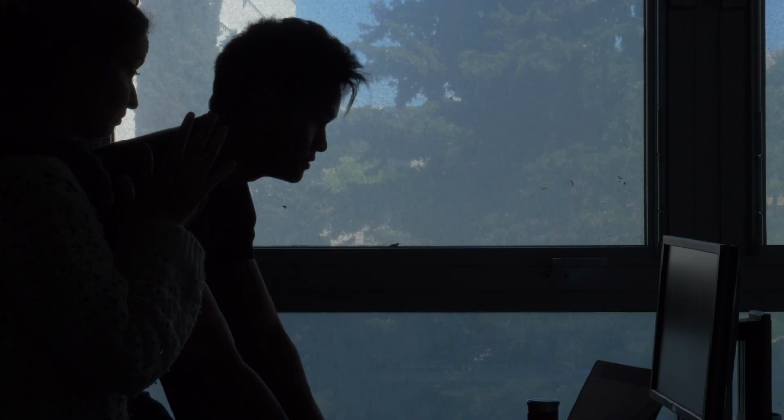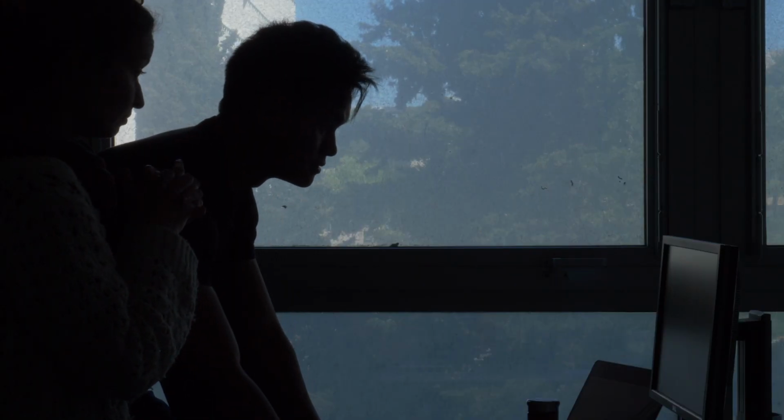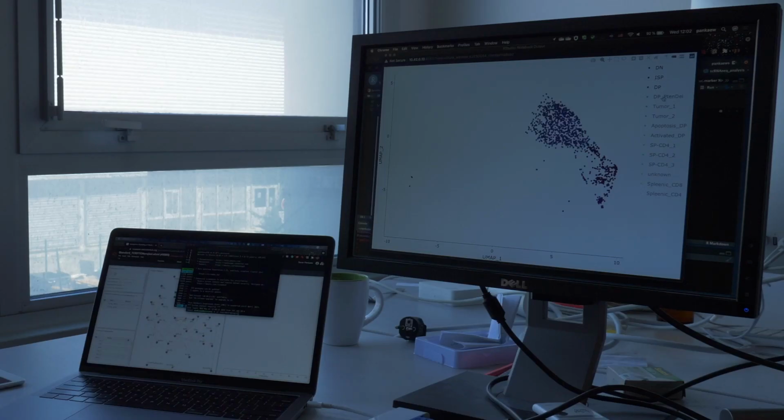This is the dataset of single cells that we got from the mice. At some point, they reach a crossroad where they decide whether to become a tumor or a normal cell. The tumor cells are right here, and the normal cells are right here.